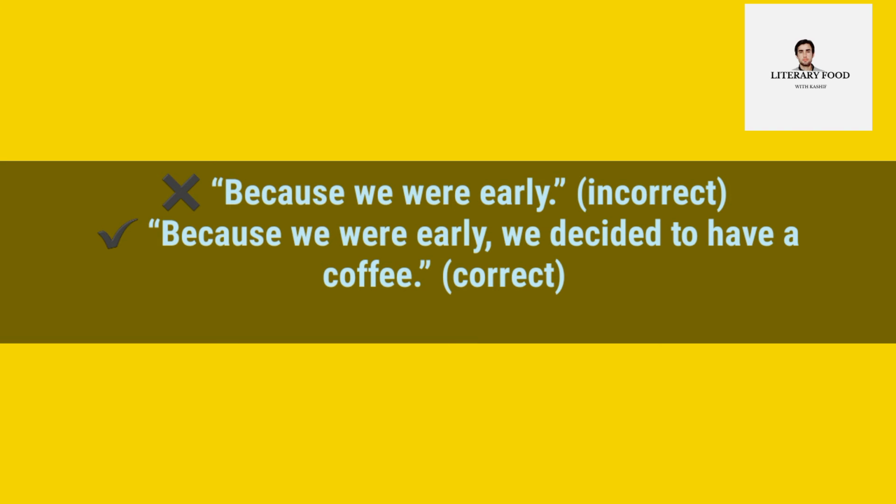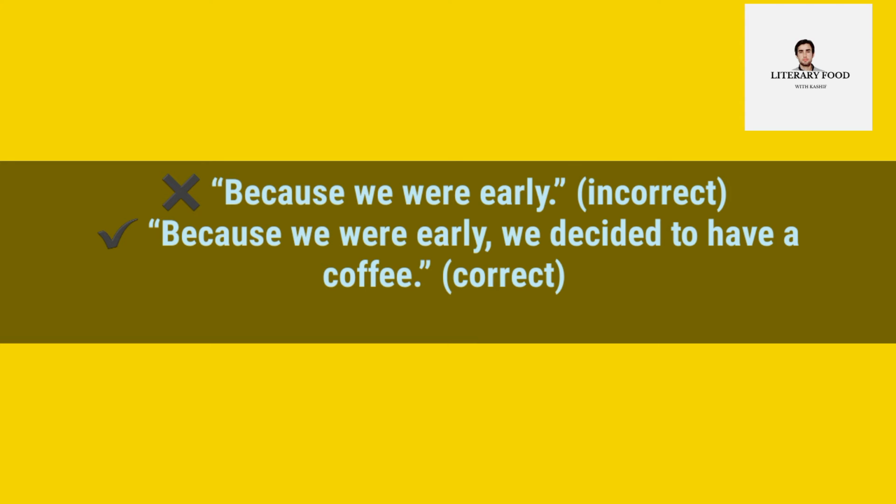The last thing about the use of complex sentences is that while it is a commonly quoted belief that a sentence should not begin with the word because, this is not an actual grammatical rule. Sentences can begin with because and any other subordinating conjunction as long as the sentence is not a fragment. For example, because we were early, full stop, which is incorrect structure. The second one is because we were early, we decided to have a coffee, which is correct.